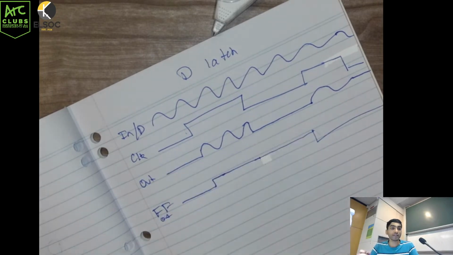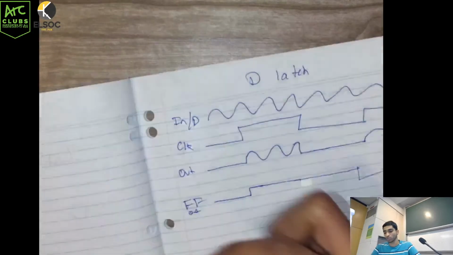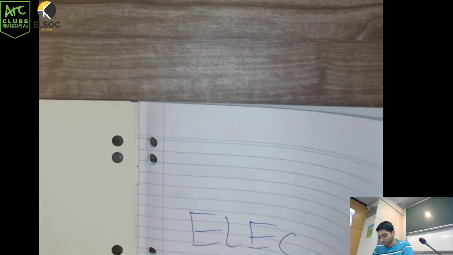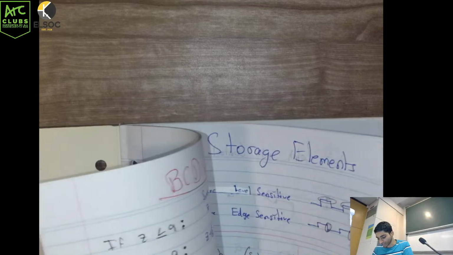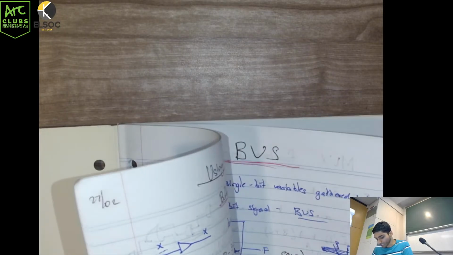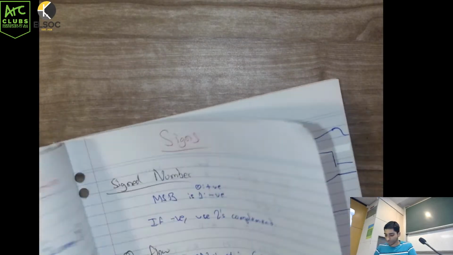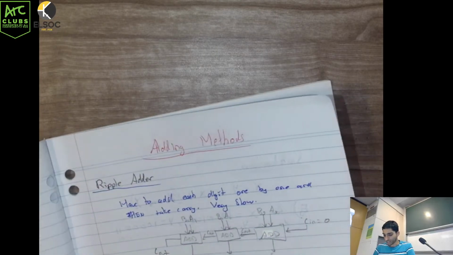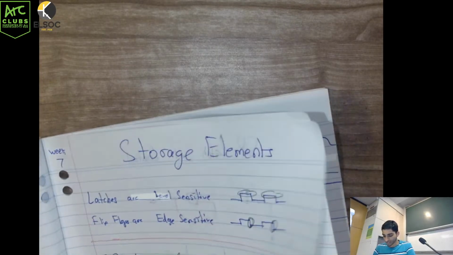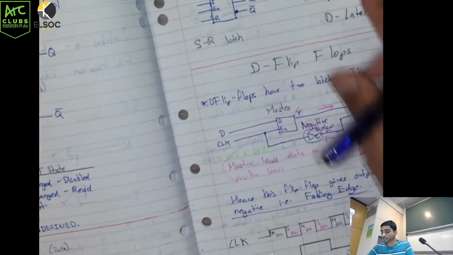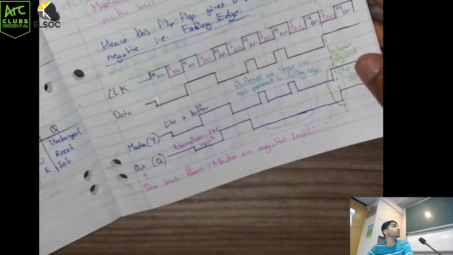Okay? This is a very common question that you will get in your exams. This is called a timing diagram. They'll give you an input signal, they'll give you a D latch or an SR latch or something, and they'll make you draw a nice timing diagram of what the output was.